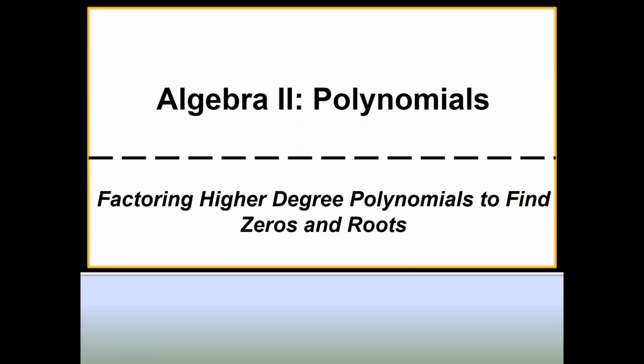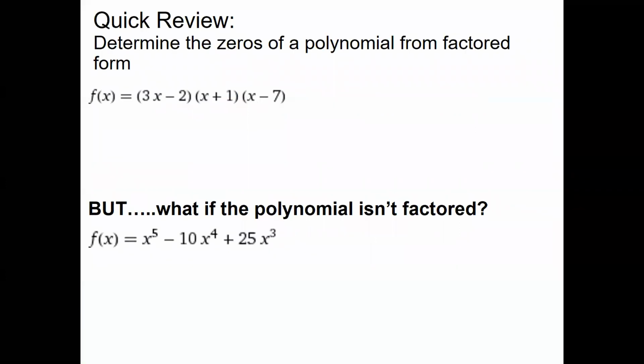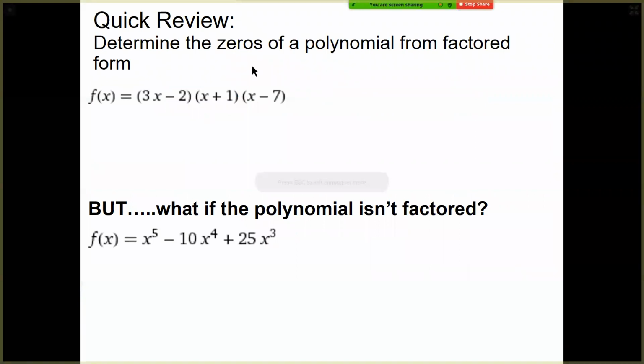So our lesson for today deals all about polynomials that we're going to factor to find roots and zeros. So quick review, if I give you a polynomial that's in factored form and I ask you to find the zeros, all you have to do is use that zero product property. We have three sets of parentheses being multiplied together, and we want to know when they equal 0.